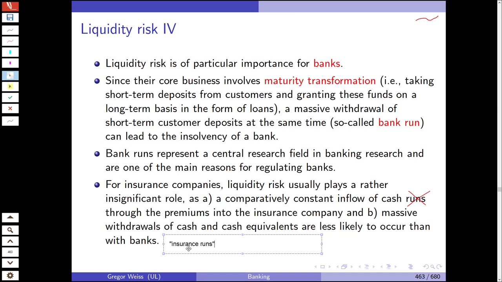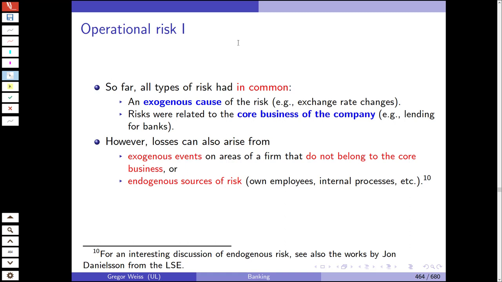So insurance runs are purely theoretical. There are one or two examples in Australia, but they are not really that interesting, and not very common. Now, this is liquidity risk, and the last type of risk is operational risk.